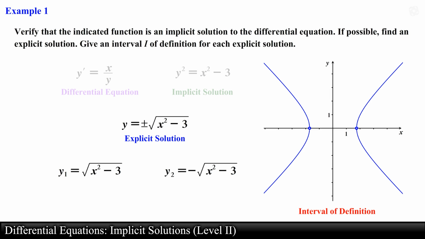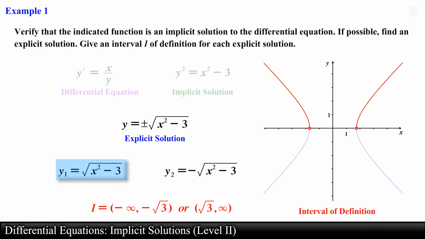Notice that the domain of each explicit solution is defined by the inequality the absolute value of x is greater than or equal to the square root of 3. However, because this implicit function is not differentiable at the vertices, we need to exclude these values from the domain so that we can define an appropriate interval of definition. If we were to use the positive explicit solution, our interval of definition would be from negative infinity to negative square root of 3, exclusive, or from positive square root of 3, exclusive, to positive infinity.